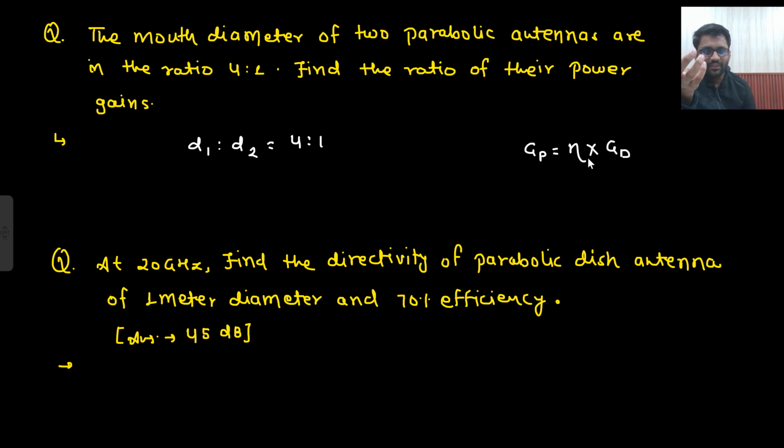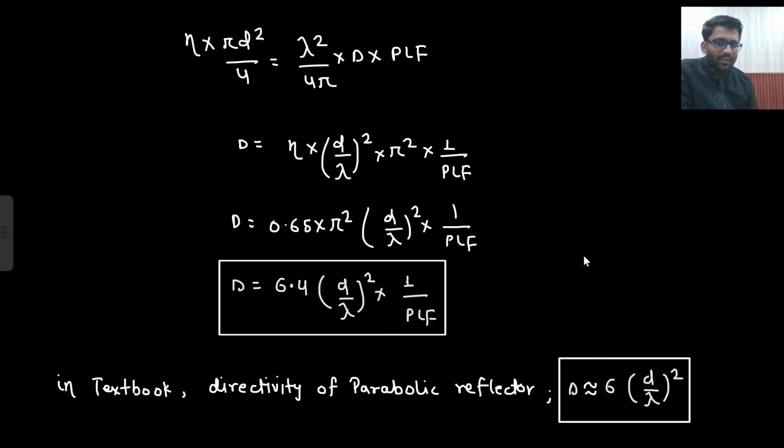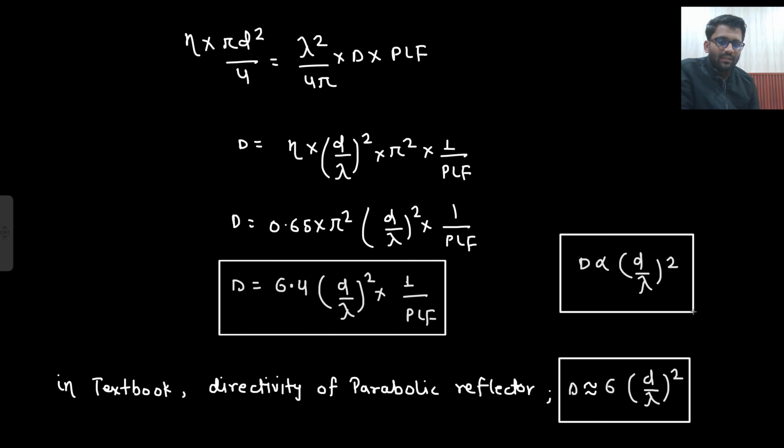They did not mention efficiency. Neither did they mention directive gain. So just treat this as directivity only. Okay, so your directive gain, what you can see here is that the directivity is proportional to (d by lambda) whole square. They did not talk about lambda. They did not talk about anything. They just talked about d.